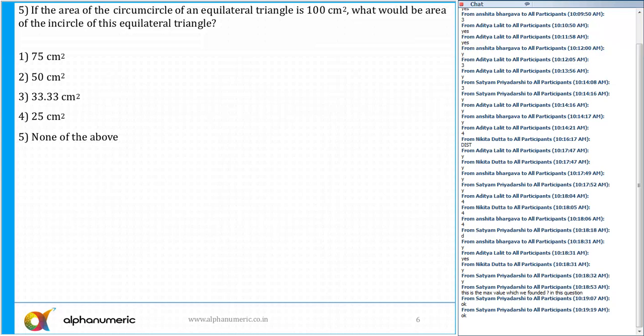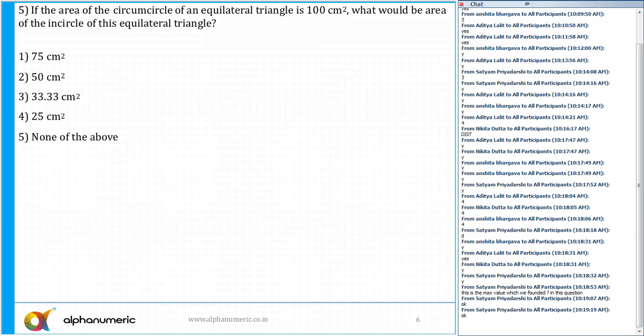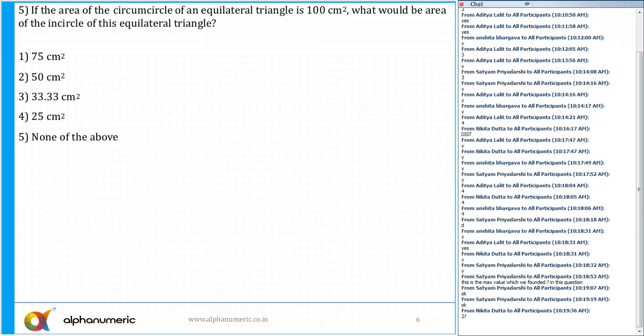Fifth, again an easy question. What is the answer for question number fifth? Anyone? Now it says if the area of the circumcircle of an equilateral triangle is 100, what would be the area of the incircle of an equilateral triangle?